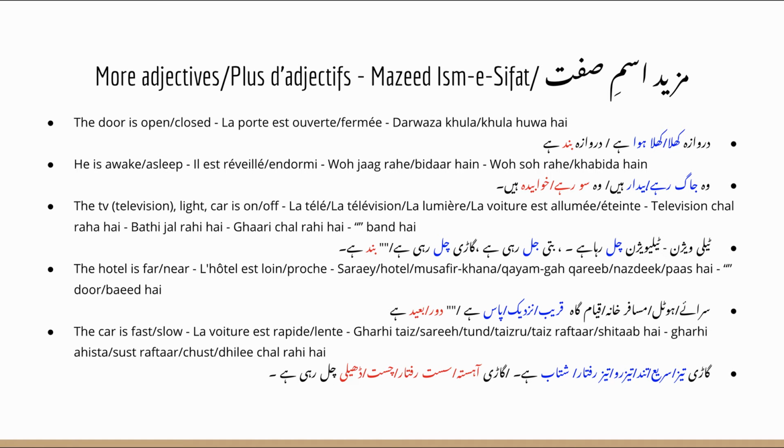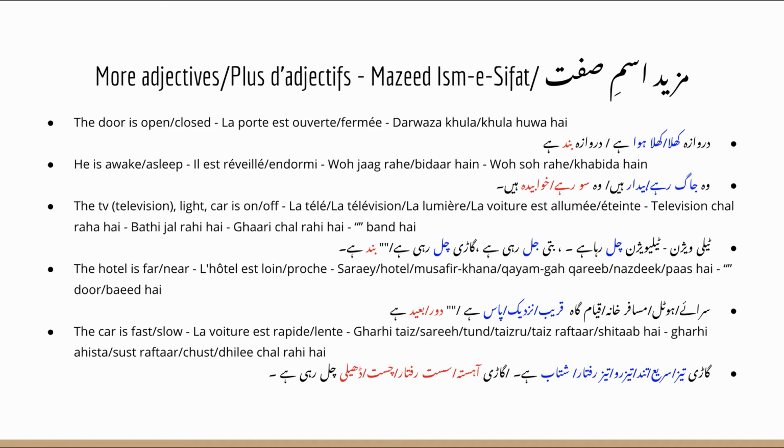So, I've given you variation here. You can say the car is fast or the car is running fast or slow. But usually when you use ahista, it's more common to say the car is running slow, and when you're using fast, you can use either, but it's more common to say just the car is fast. So all the terms for slow and fast are on the screen.